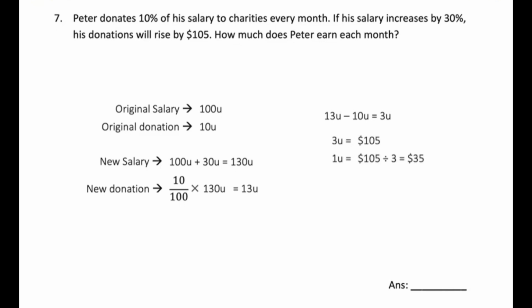Now read the question again. How much does Peter earn each month? Meaning 100 units. No, 130 units. 130 units didn't happen because of the word if. So his salary is 100 units. Got it?